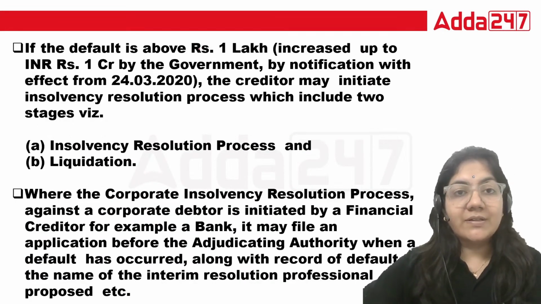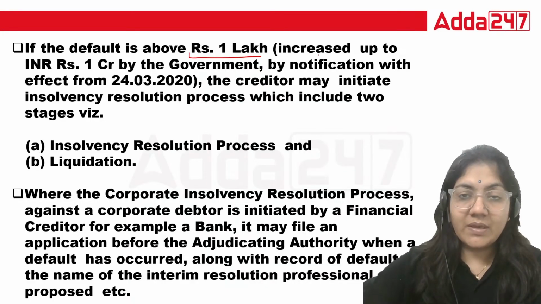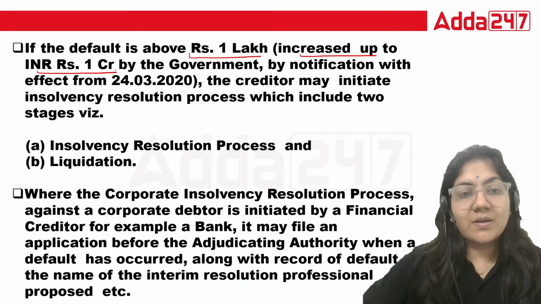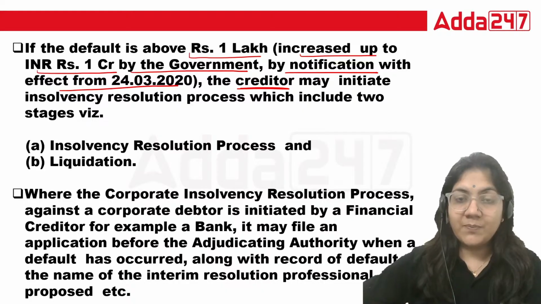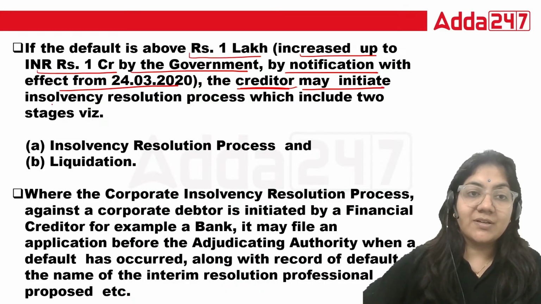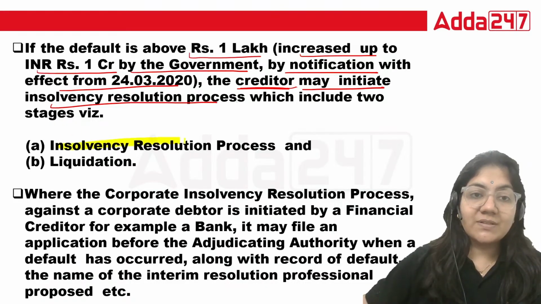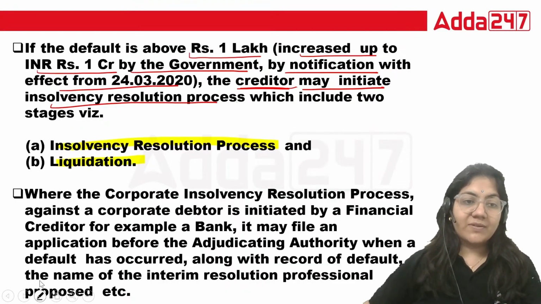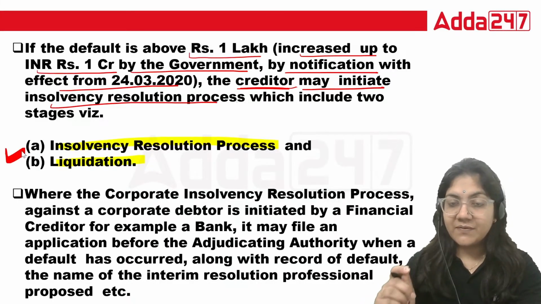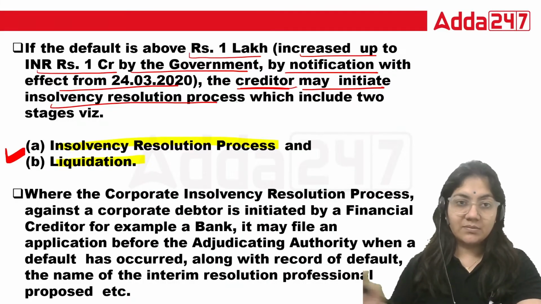Now, if the default is above 1 lakh, this was increased up to INR 1 crore by the government by notification with effect from 2020. If the loan amount is above 1 crore, then the creditor may initiate the insolvency resolution process. There are two ways in which we can collect the money: the first is the insolvency resolution process and the second is liquidation. First we will try to solve the matter through the insolvency resolution process, and if it is not possible, then we can jump into liquidation, because liquidation is the last stage, in which we have to wind up the thing.